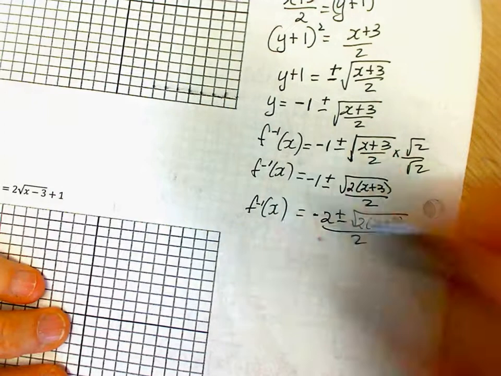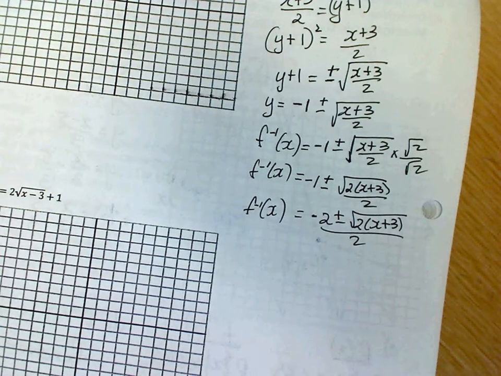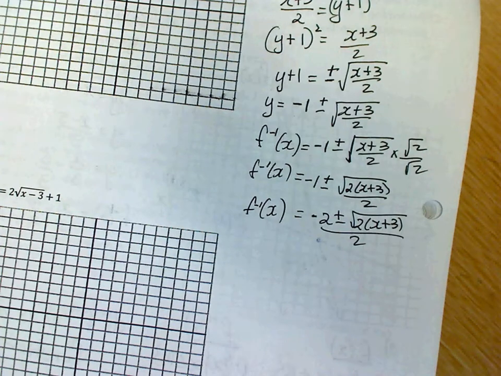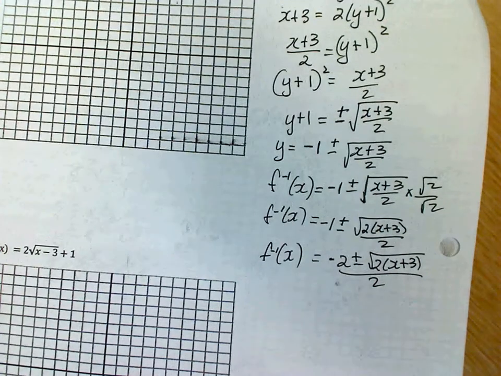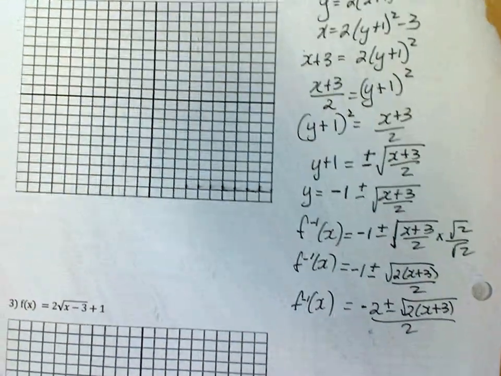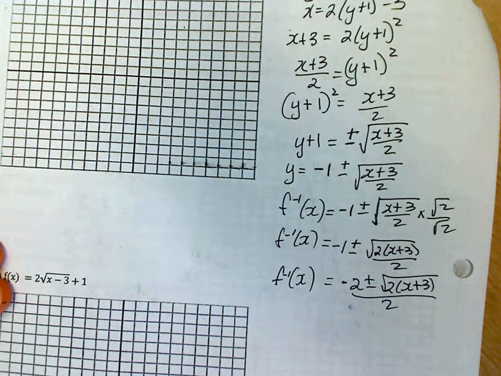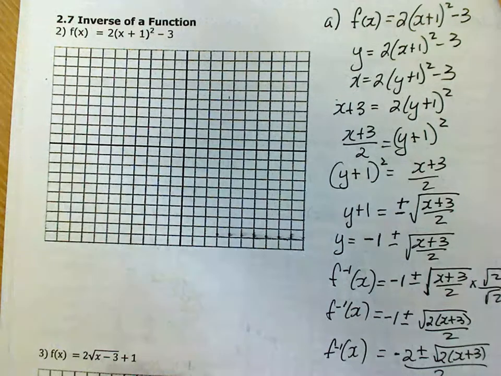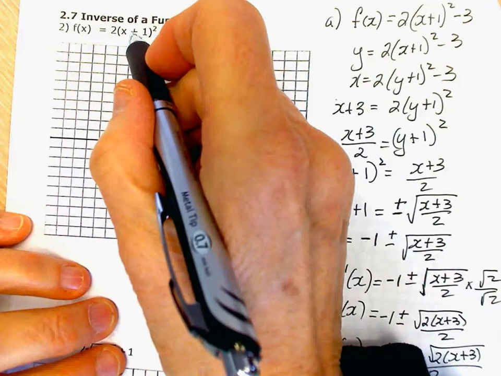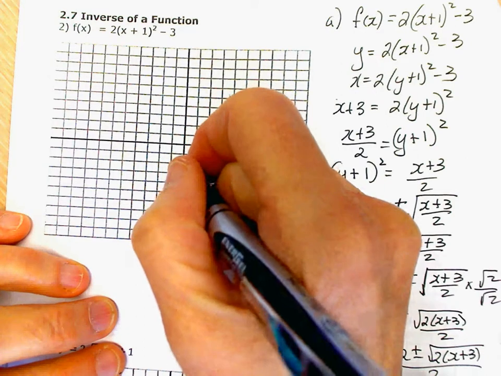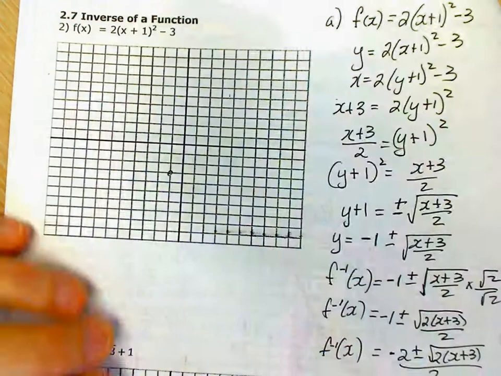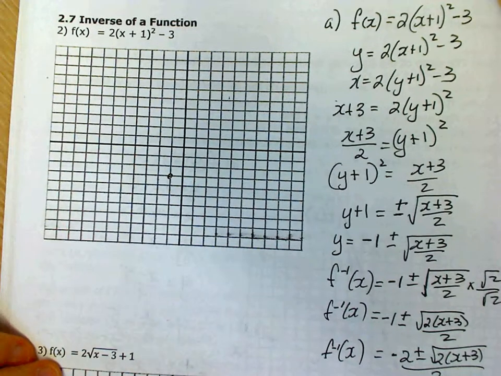So let's now graph this. We've done it algebraically, let's now graph it. Okay. So now we know the vertex is negative 1, negative 3. Negative 1, negative 3, that's a good starting point.